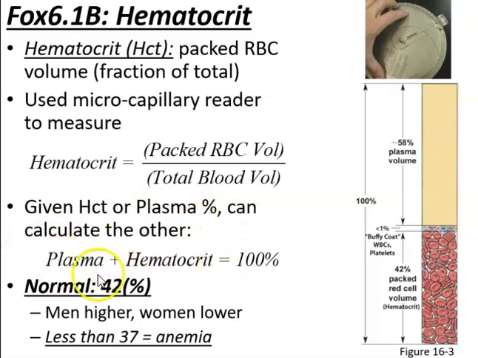So we know that whatever the plasma percentage is and whatever the hematocrit percentage is, together this will equal 100%. And usually hematocrit is about 42% of the blood sample. Now, for hematocrit, of course, men will have a higher hematocrit level, whereas women will have a lower hematocrit level. And we use this number to help us diagnose conditions such as anemia. And if we have a hematocrit percentage that is less than 37, we can suspect that the patient has anemia.